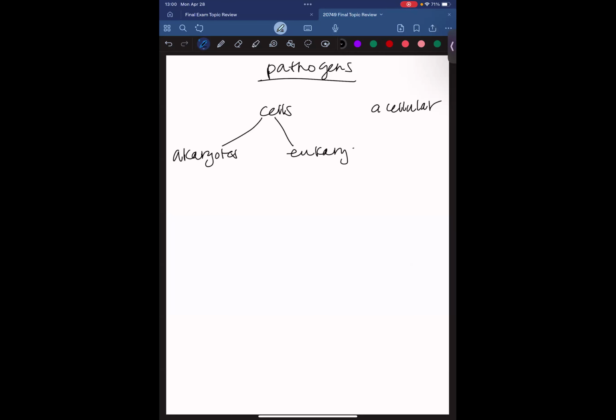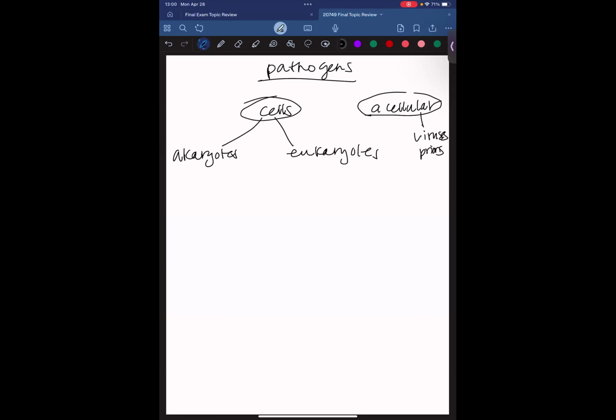viruses. And so first things first, we have all of our pathogens. We have the ones that are based on cells and the ones that are acellular. For our cell guys, we have our prokaryotes and our eukaryotes. For our acellular, no cells for these guys. These will be our viruses and our prions. These guys do not have a cell. No cell structure at all.